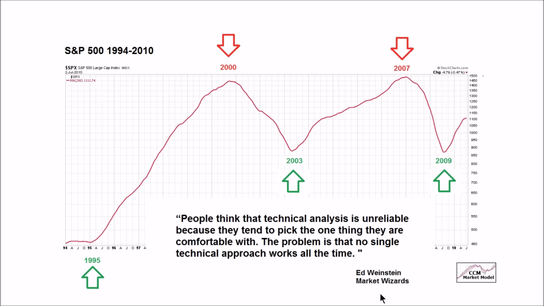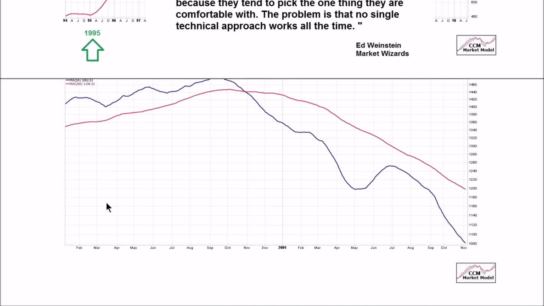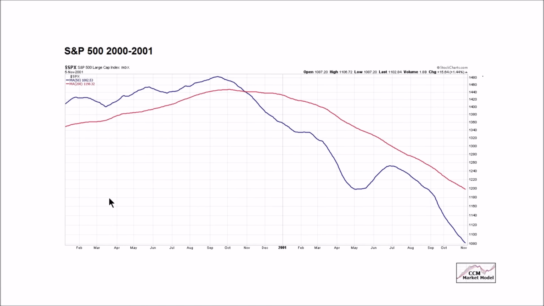Moral of the story from the quote from Market Wizards, and moral of the story relative to how the market model is built: you need to diversify using helpful inputs like the 200-day moving average, helpful from a probability perspective, but you don't want to be overly reliant on 1 to 3 signals because they may not work well for long periods of time.